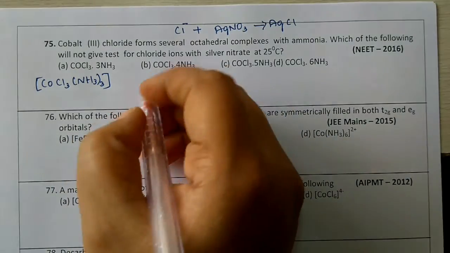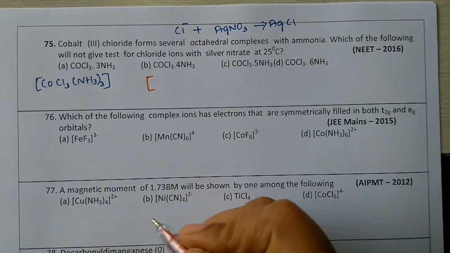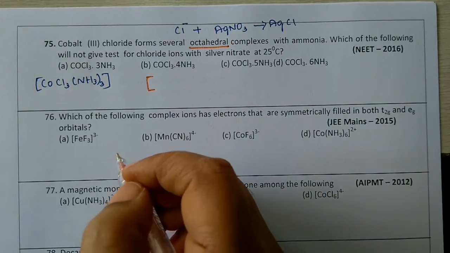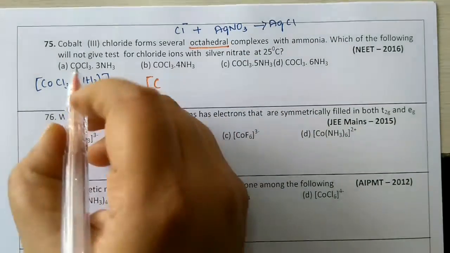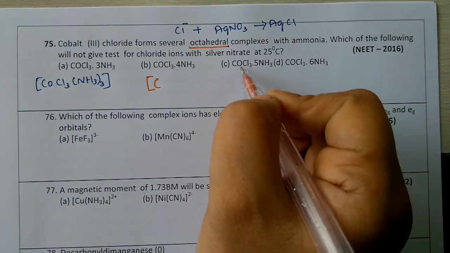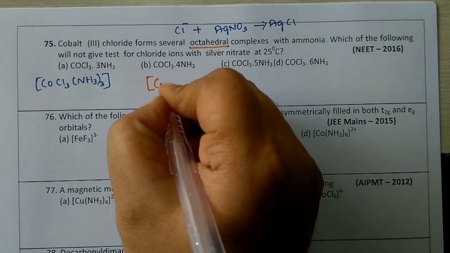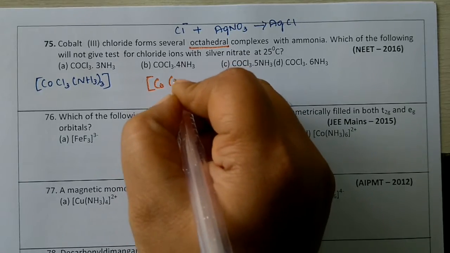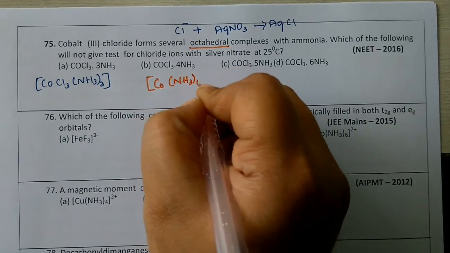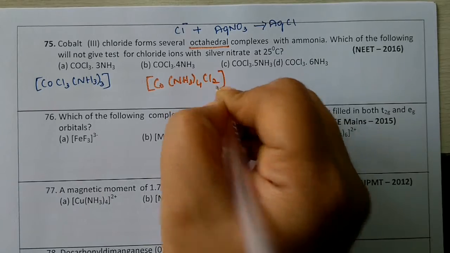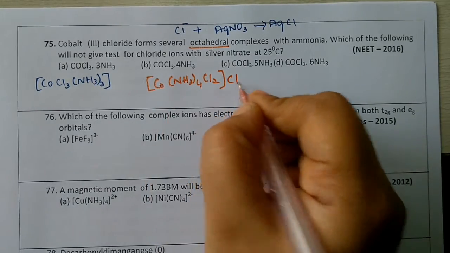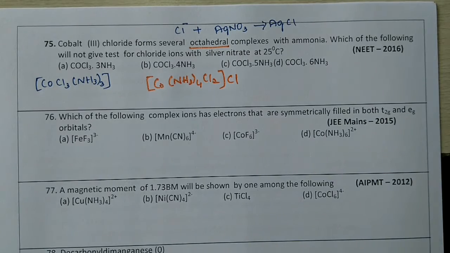Next, B. We will see, it is an octahedral complex. They mentioned it is octahedral, so the coordination number should be 6. Everywhere it is cobalt, the O should be small. There is a printing mistake, okay. So cobalt, in that 4 ammonia is already there, so only 2 is required. 1 will be outside.